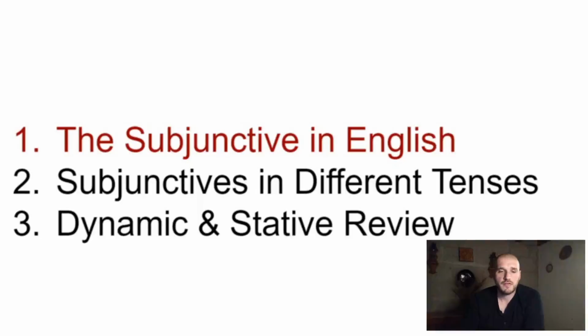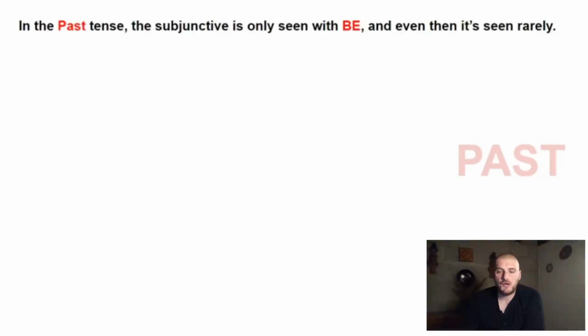I hope that went well. Let's continue. So as I said before, now we're going to look at the subjunctives in different tenses, okay? So, in the past tense, the subjunctive is only seen with be. And even then, it's pretty rare, okay?